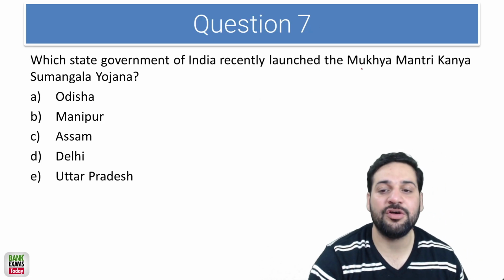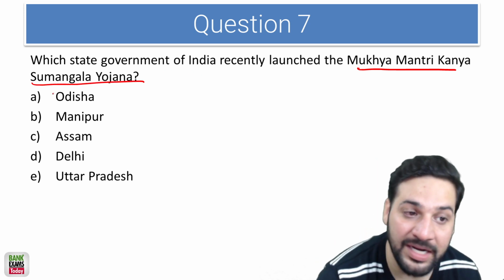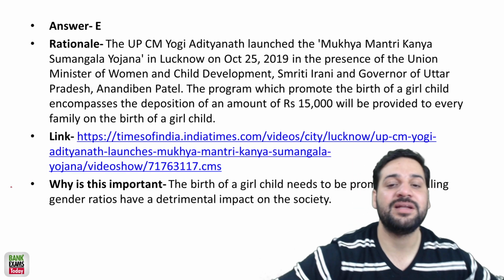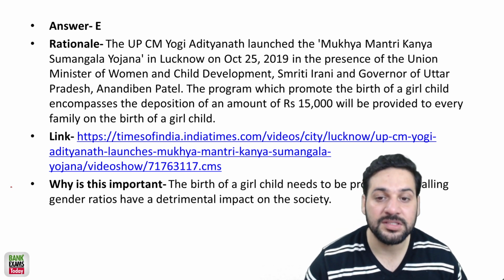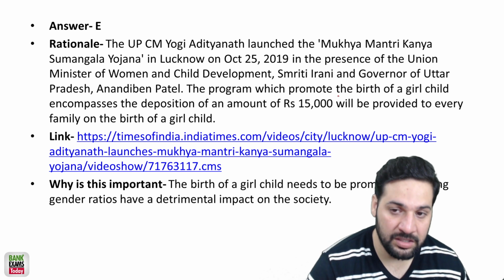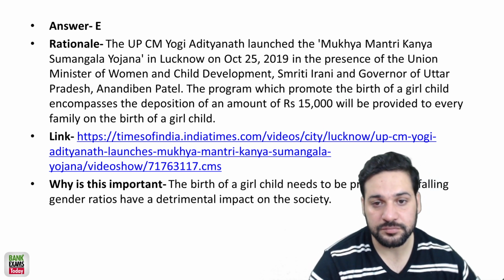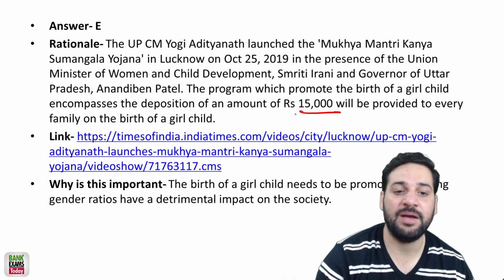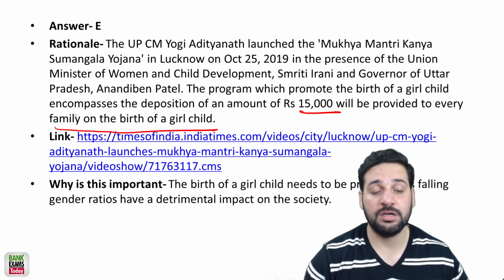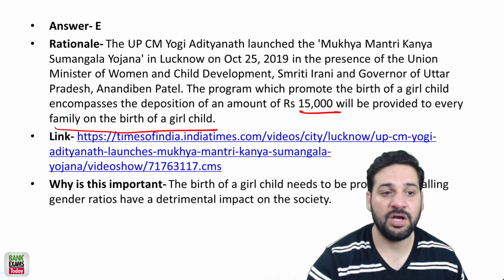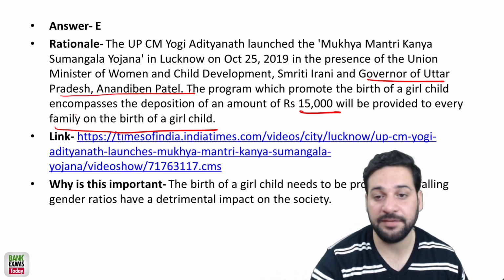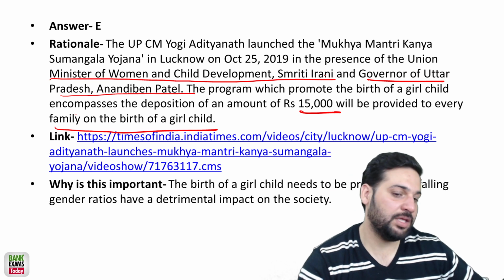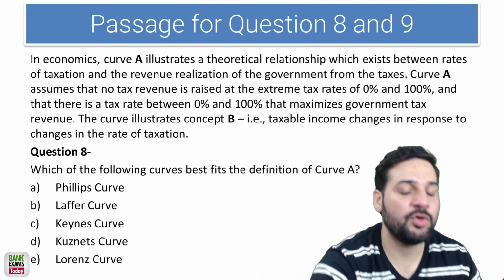The government recently launched the Mukhyamantri Kanya Sumangala Yojana in the state of Uttar Pradesh. There is gender inequality, with more boys as compared to girls. So it is a program in which, whenever a girl is born in the state of Uttar Pradesh, rupees 50,000 would be provided to the family for the birth of every girl child. The governor of Uttar Pradesh is Anandiben Patel, and the Minister of Women and Child Development is Smriti Irani, and they launched the scheme. So this is a two-marker question.